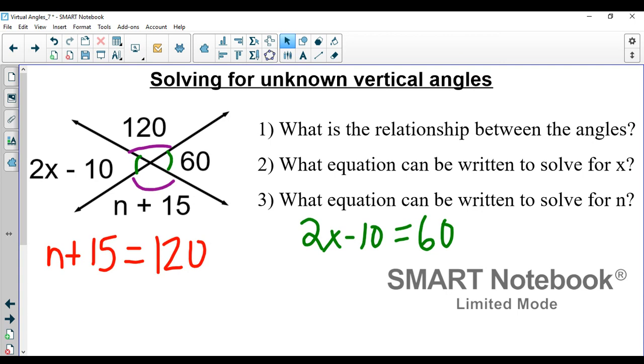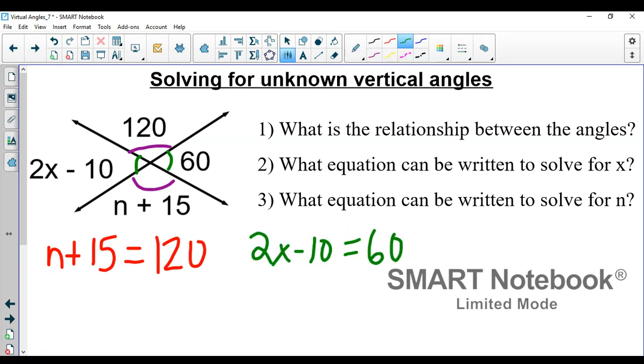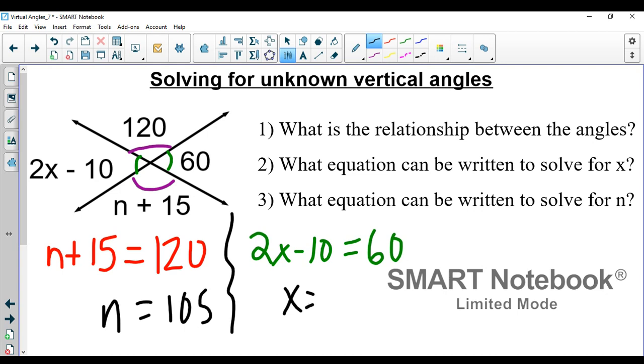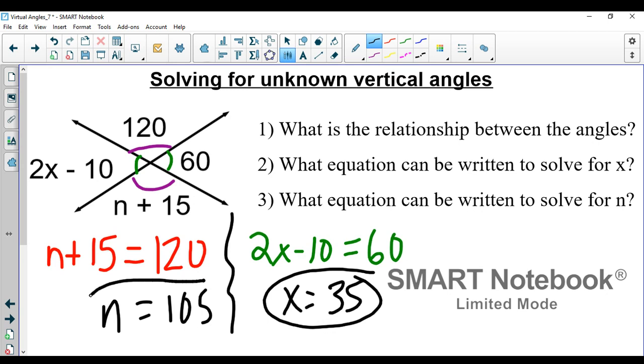Those are the same. If I needed to solve for x, I notice that these two angles are directly across from each other. Opposite angles are equal. So that angle, which right now is 2x minus 10, is the exact same as our 60-degree angle. Now, in order to find what those variables are worth, all we have to do is solve these simple equations. Here we take 15 away from both sides and find that n is 105. Here it's a two-step equation. We'd add 10 to each side, 2x equals 70, and divide, and we get x equals 35. So because we know that these angles are opposite each other, which means they're equal, we can set up equations to determine the values of those variables.